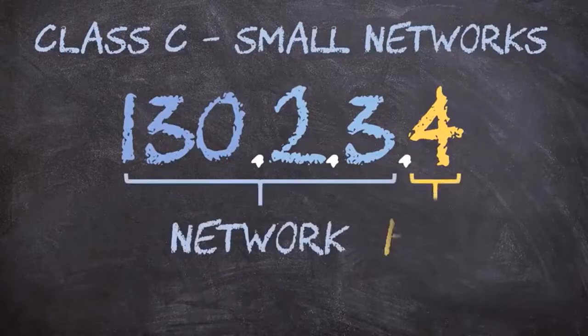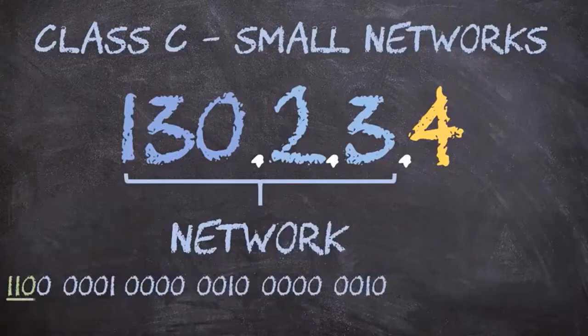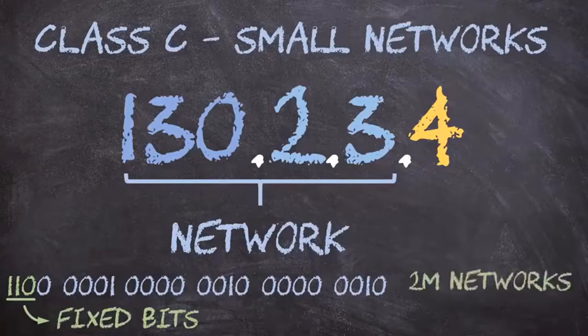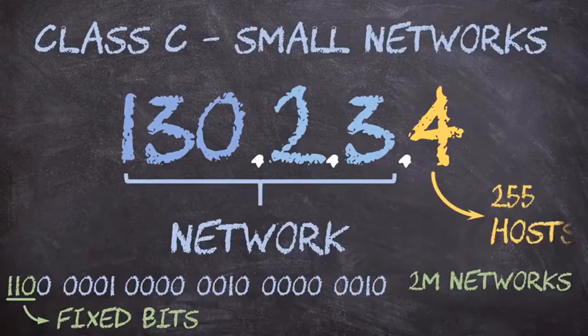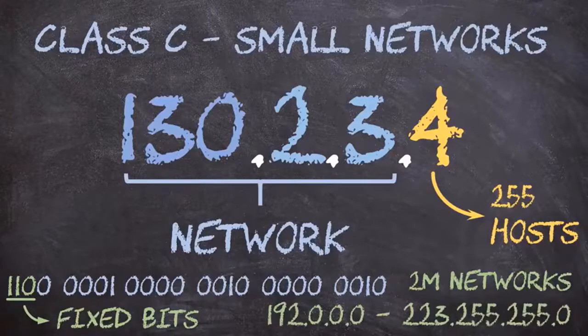The first 3 octets are just for the network. The first 3 bits are always 110, leaving 21 network bits, or a little over 2 million networks. With only 1 octet left though, we can have only 256 host IPs per Class C network. The address space ranges from 192.0.0.0 to 223.255.255.0.